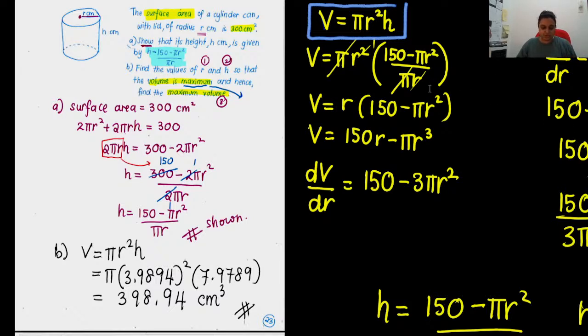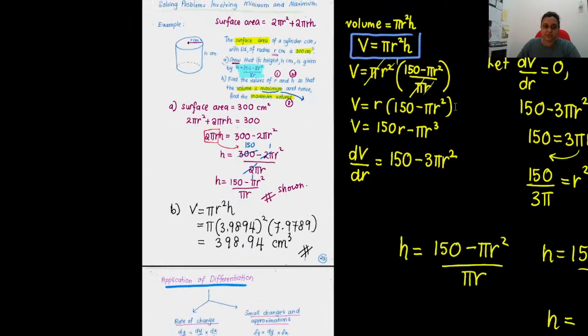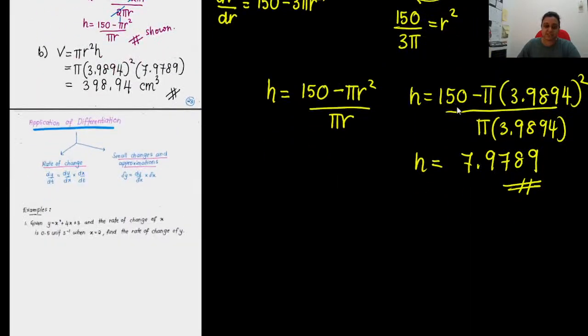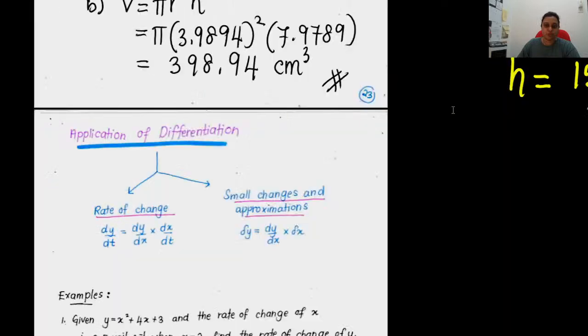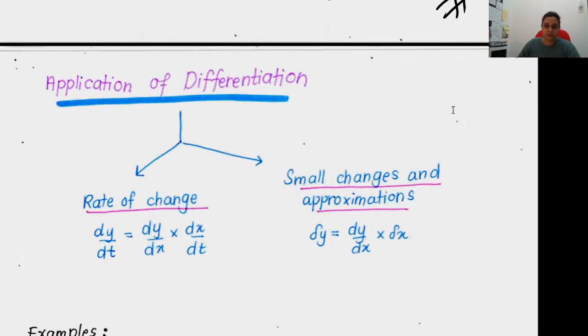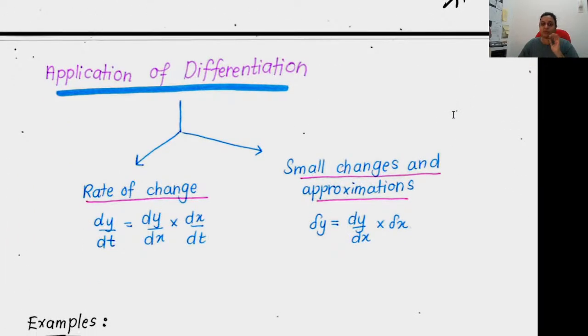Let's go to the last part of Chapter 2, differentiation. These two are very important. You need to know how to do rate of change and how to do small changes. It's very easy, actually, but the formula is not given in the exam. That's the only thing. The formula is not given.